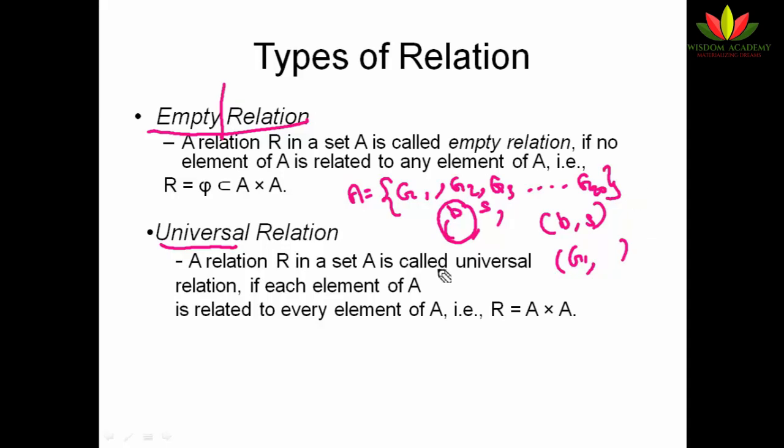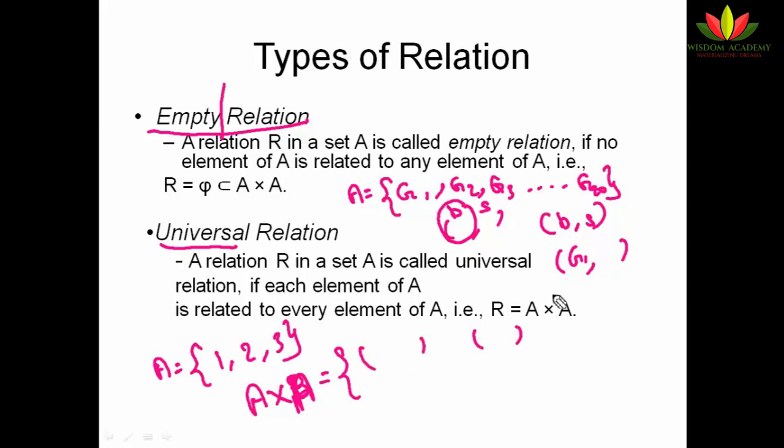One thing you already know: if I have a set, let it be 1, 2 and 3, and I form A cross A, that is the Cartesian product, because I am going to make a set within the set. The Cartesian product of A will give me all the possible relations, right? In the universal relation, all relations are possible, and in the empty relation, no relation will be there, as per the statement I have said.